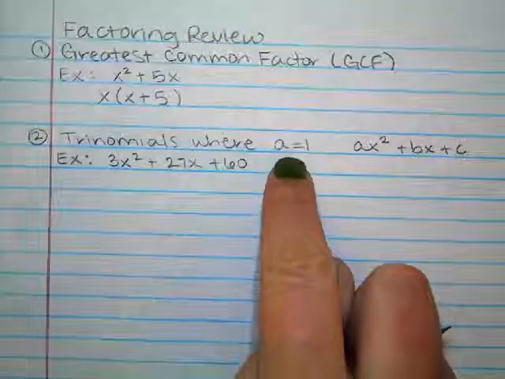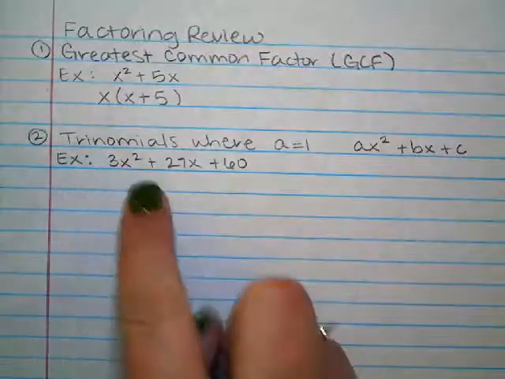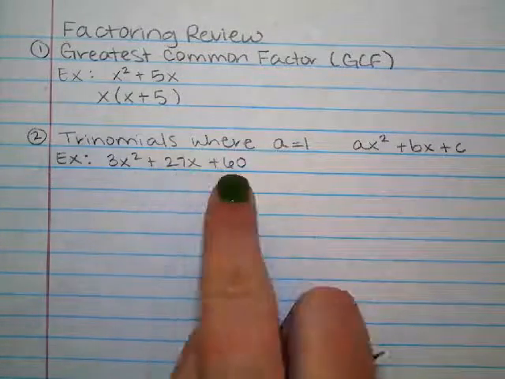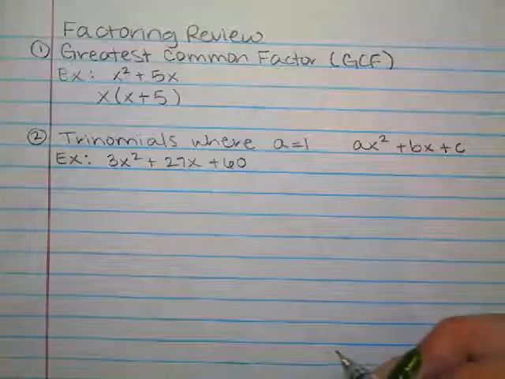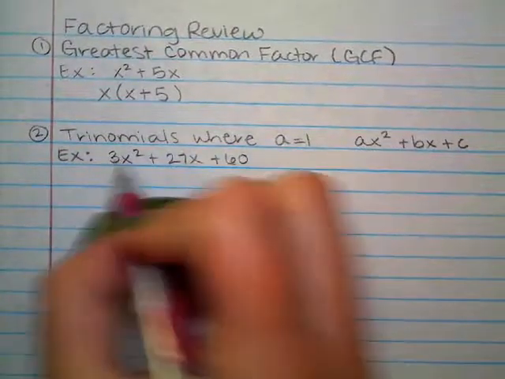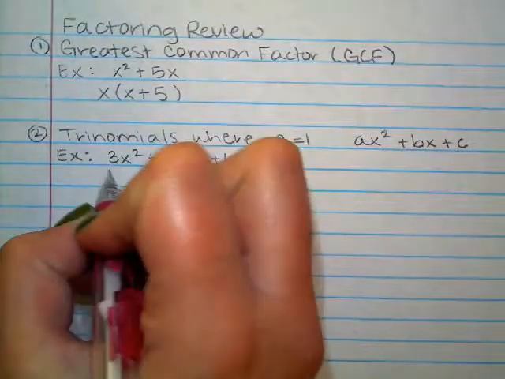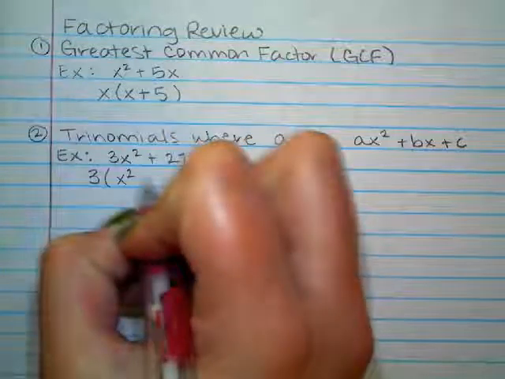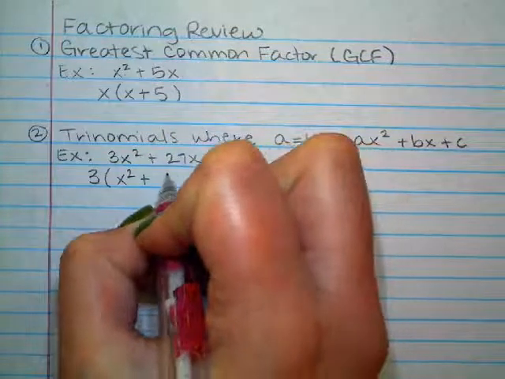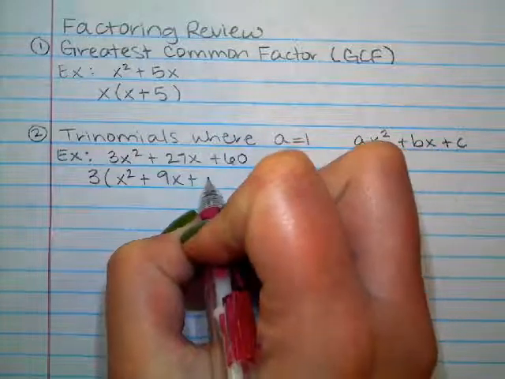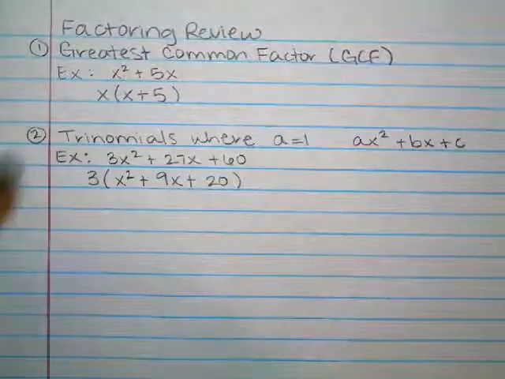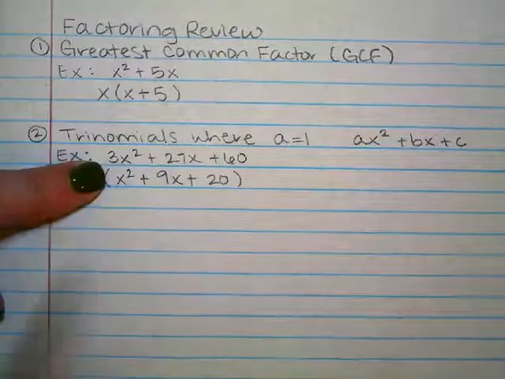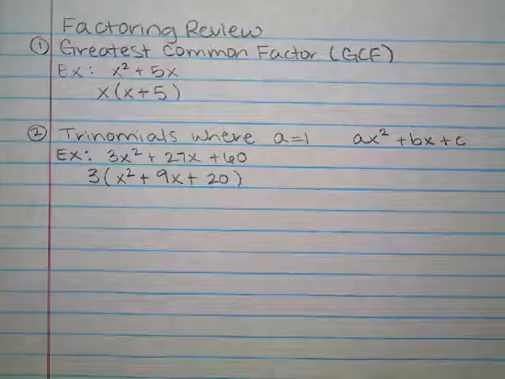And I know I said a equals 1, but I had you write down a 3, and that's because in this context, 3x squared, 27x, 60, we do have a GCF in this problem of the coefficient for each term. So if you look, you can see that each term is divisible by 3, so we're going to start off by taking out that GCF of 3, and then we have x squared plus 27 divided by 3 is 9x, plus 60 divided by 3 is 20. So at this point, now we have a trinomial where the a value is 1. So this is a more simple factoring problem as far as trinomials go.